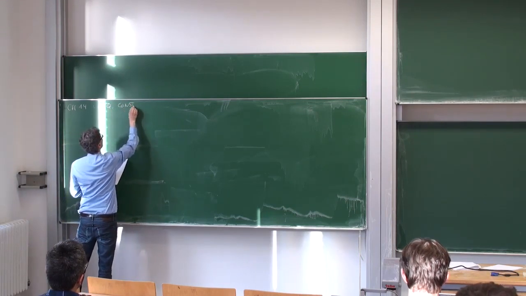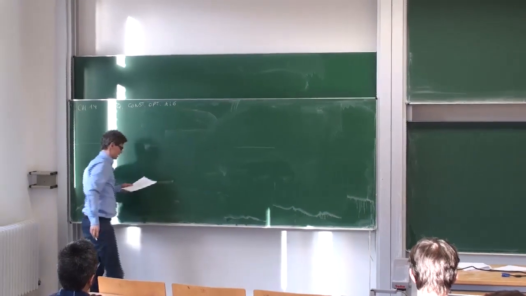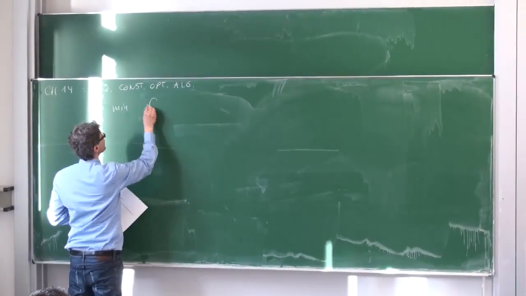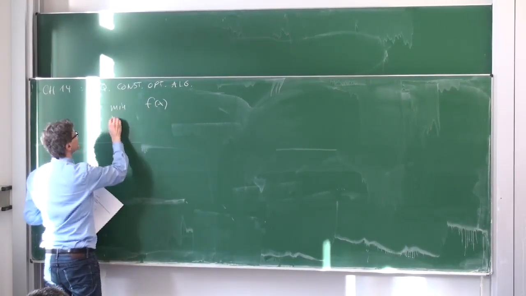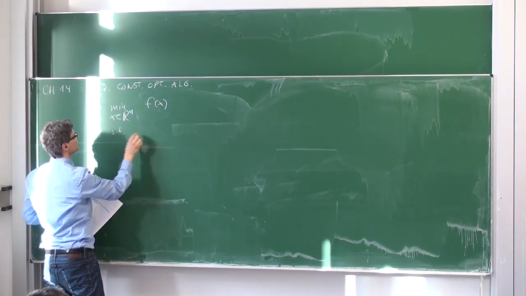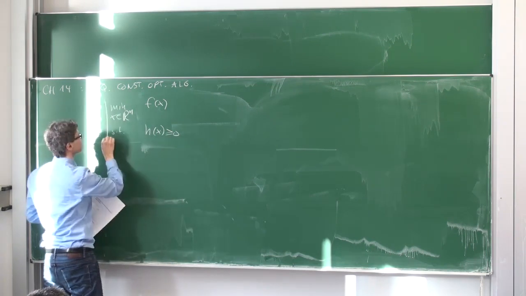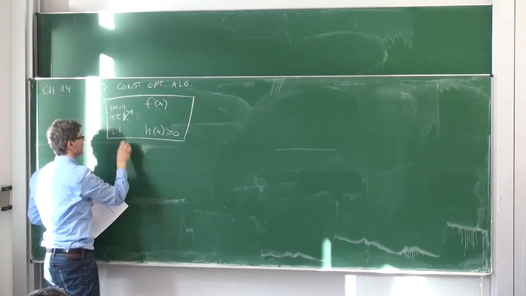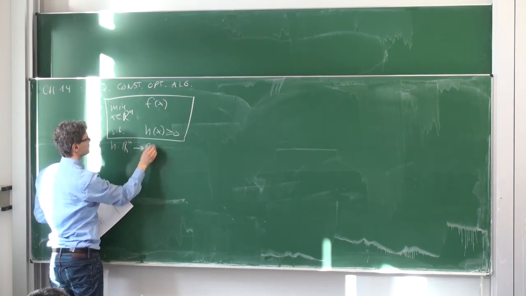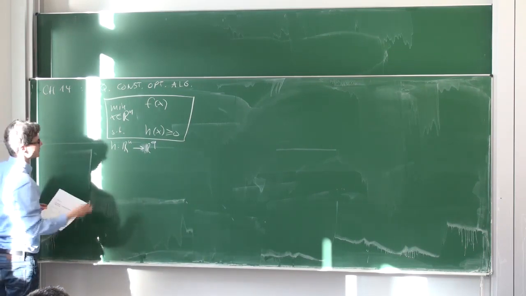inequality constrained optimization algorithms. And we will only regard a problem with inequalities. So we have f of x, x in Rn, and the only set of constraints are h of x that should be bigger than 0, where h is a function from Rn to Rq, as before. And this is just for simplicity.